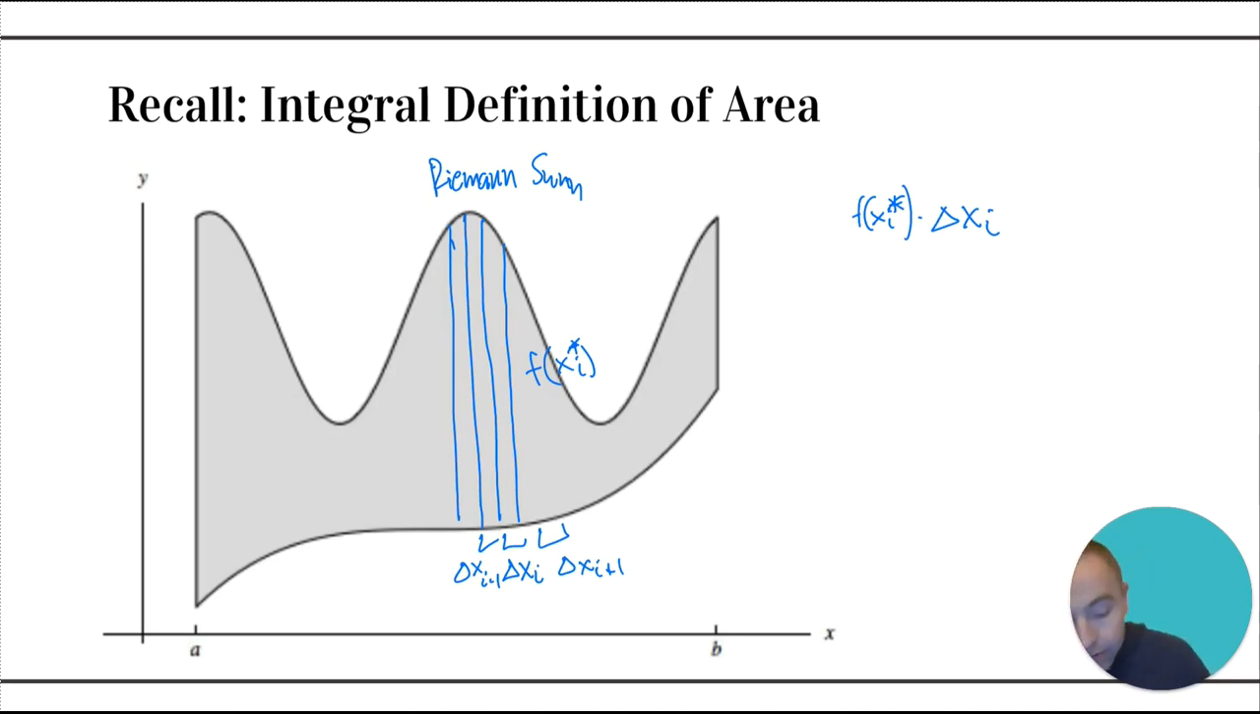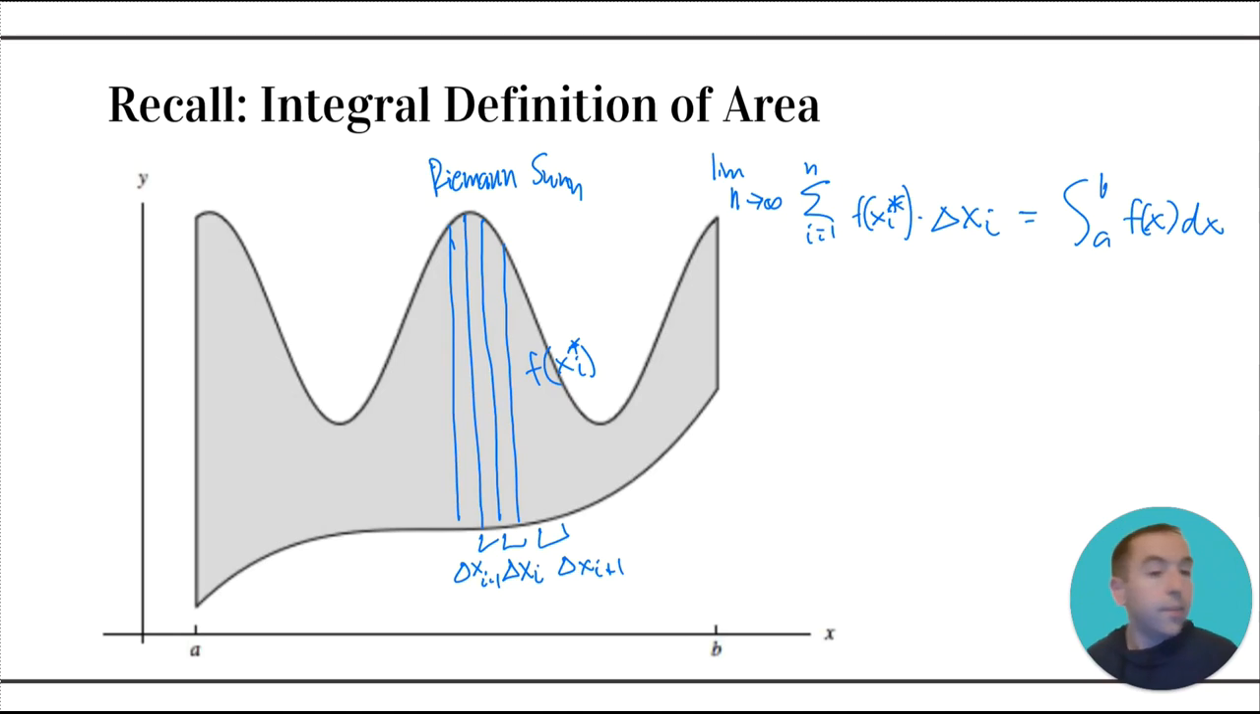And then we would just add up all those rectangles, from the first rectangle up until the nth rectangle, right? We want to make it so that there's an infinite number of rectangles. So when we let n go to infinity, this was our definition for the definite integral, where the integral from a to b would be the area under the curve. So that was what we've dealt with and seen so far.